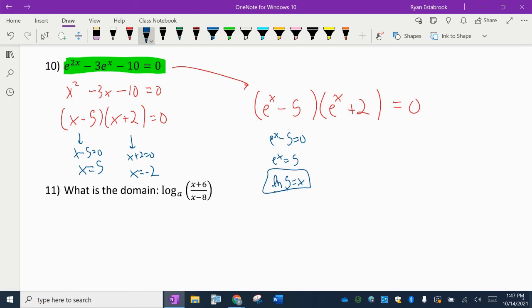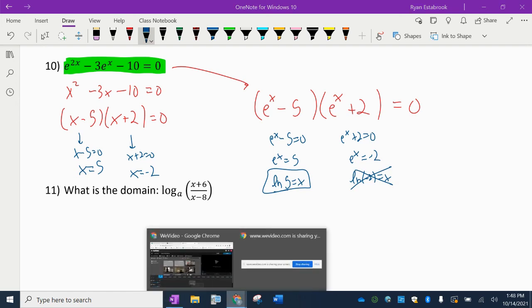And then for the other one, we'd say e to the x plus 2 equals 0. Subtract 2 from both sides. And then look at this equation we have. Do you see an issue with that? Can you take e to a power and end up negative? No, and if I tried it, I'd be saying ln of negative 2 equals x. Big red flag here. I can never take the natural log of something negative. So ln of 5 equals x is the one and only solution.